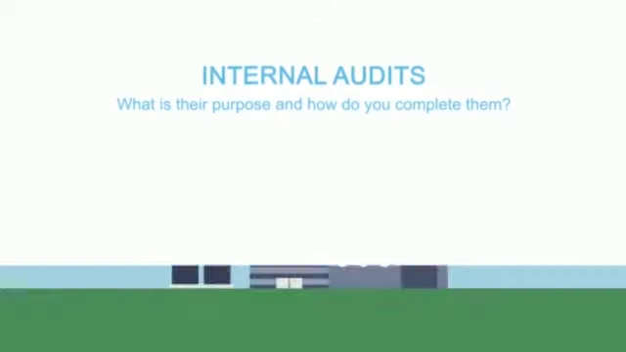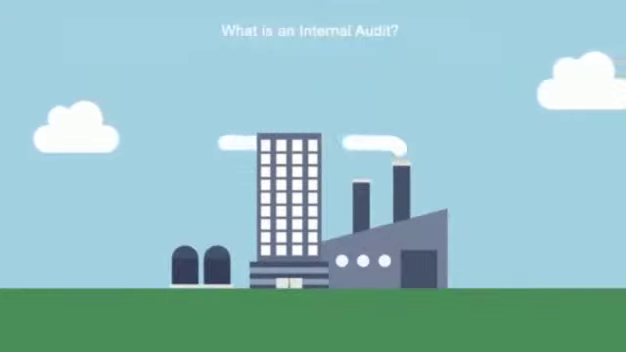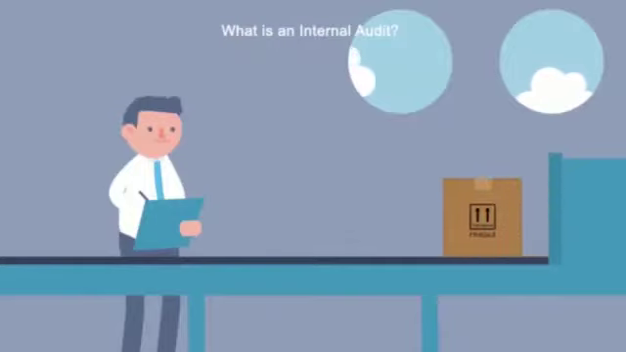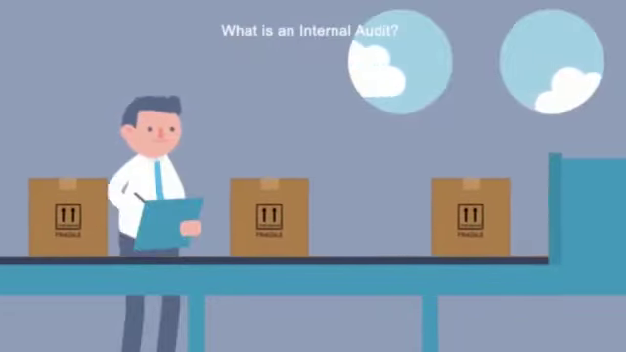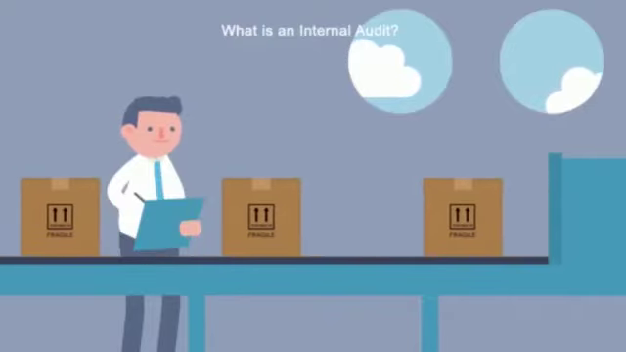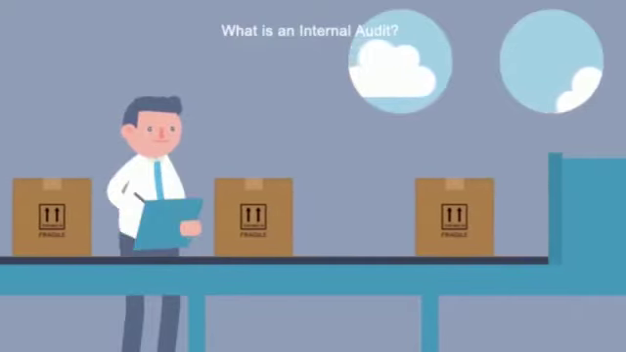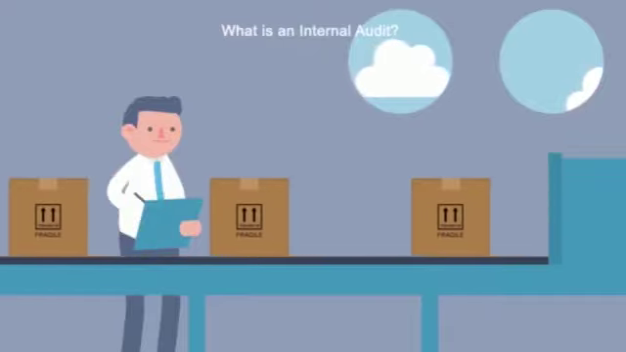During this video, you will learn how to complete an internal audit, what information is required, and how frequently these should be carried out. So, let's start with what an internal audit is. An internal audit examines the operation of your organization and management systems. This provides top-level management with the information needed to ascertain whether the system is operating effectively or if any changes need to be made.